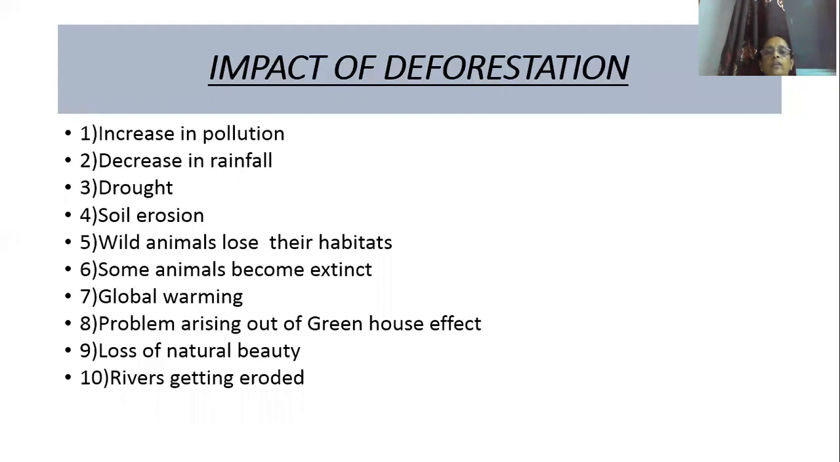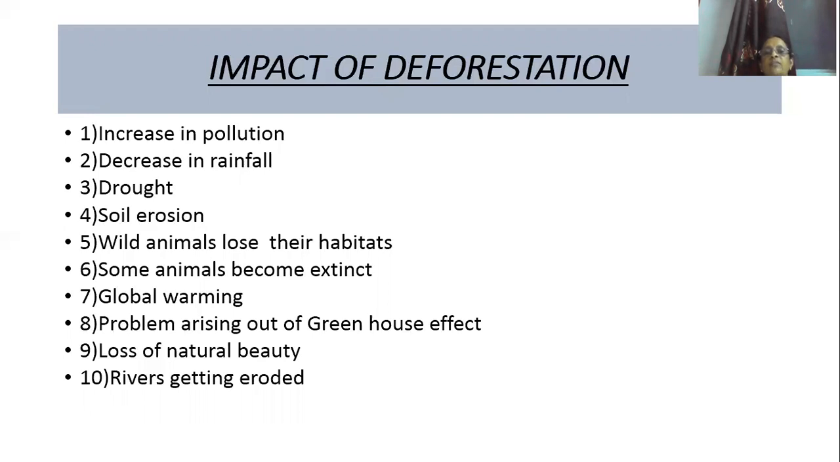Then soil erosion. Removal of soil from one place to another by wind, water, rain, etc. is called soil erosion. Now that means a heavy rainfall will come, heavy wind will come. The roots of the trees, if trees are there, they prevent this soil erosion.